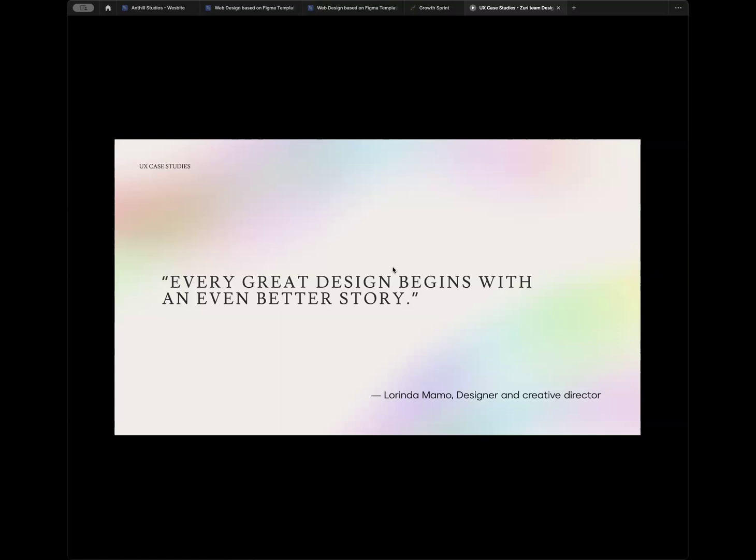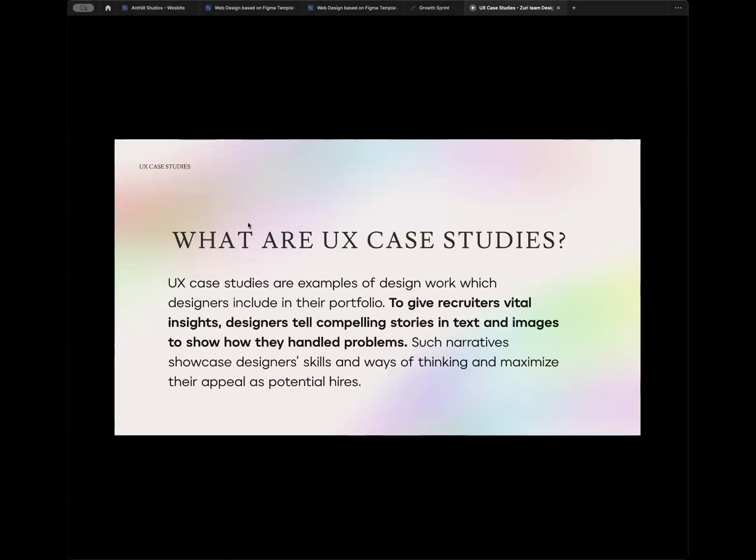And we're going to go deeper into why this makes sense in a bit. But yeah, let's get started. What are UX case studies, right? You've been hearing them every time, and I think it would make a lot of sense if we just try to break it down to its simplest form.